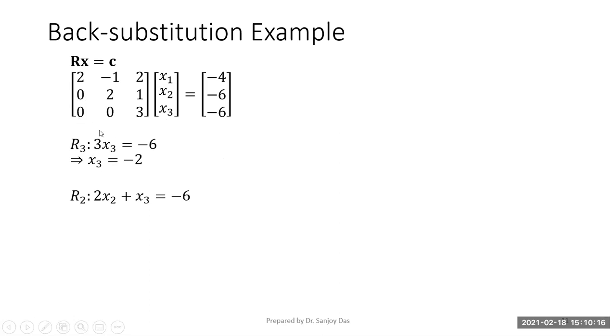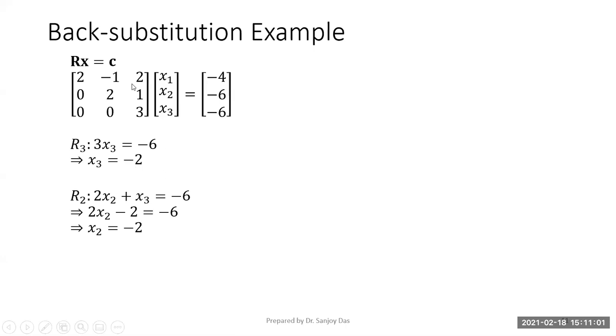If I go from the bottom, one step up, I get to row 2. I have this: 0x1, drop it, 2x2 plus x3 equals negative 6. And we know that x3 is negative 2. So what is x2? Solving, what do we get? x2 equals negative 2. Now I know x2 and x3. The values are known, negative 2 and negative 2.